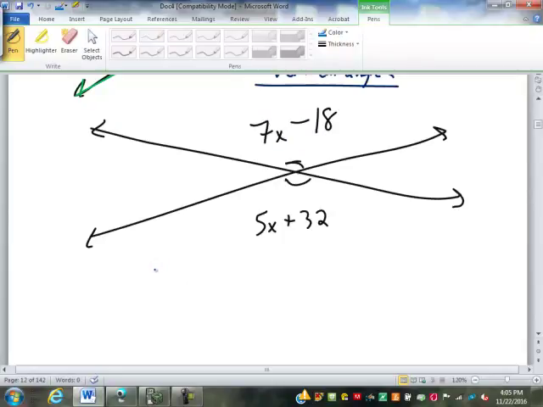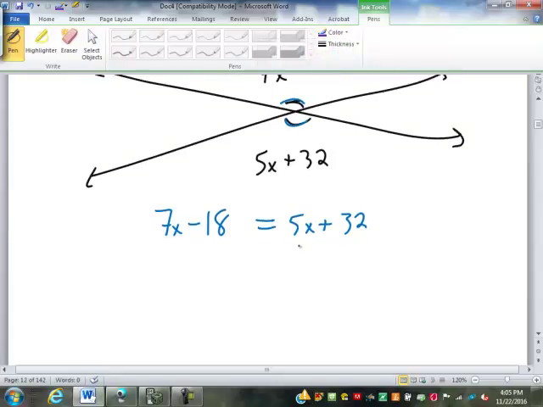So 7x minus 18 added to the 5x plus 32. What's the relationship going to be? Equal to 5x plus 32. Those are vertical angles. They have to be equal. So now to solve it, we have an x on each side, so we have to get rid of one. We'll get rid of the smaller one, the 5x. So this is now 2x minus 18 equals 32 over here.